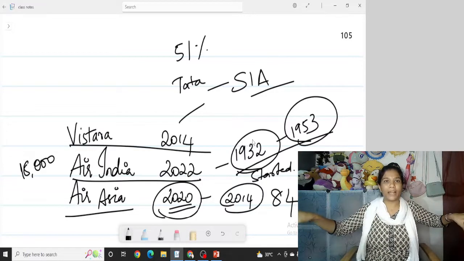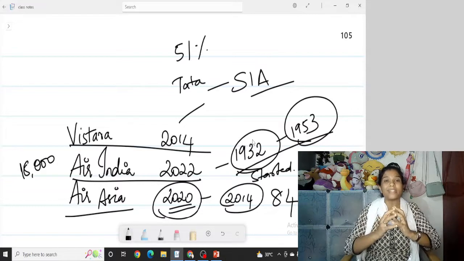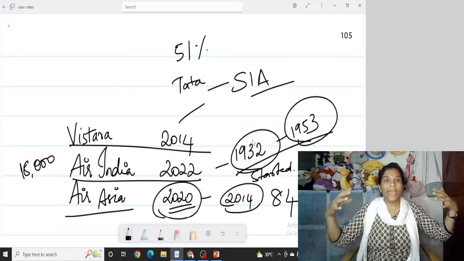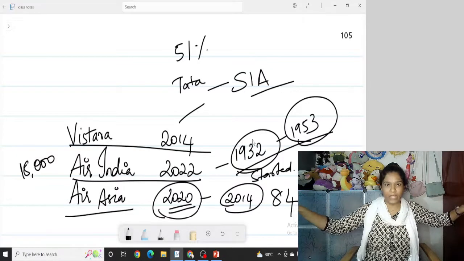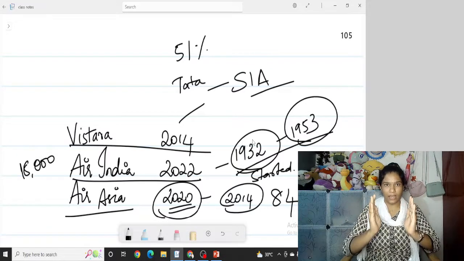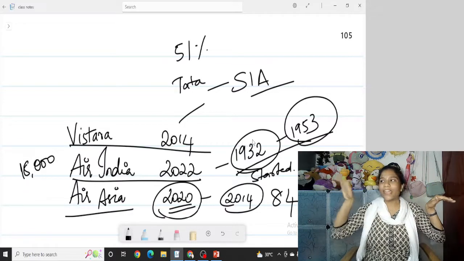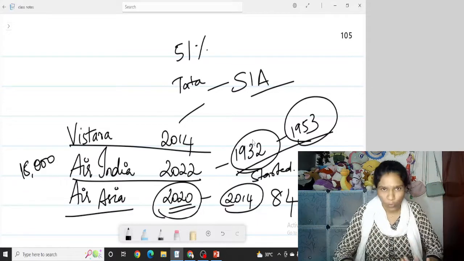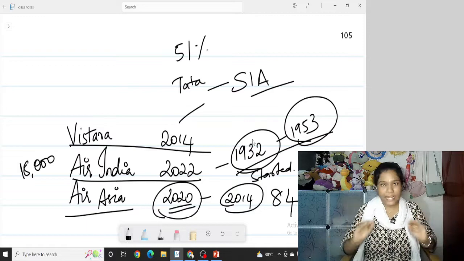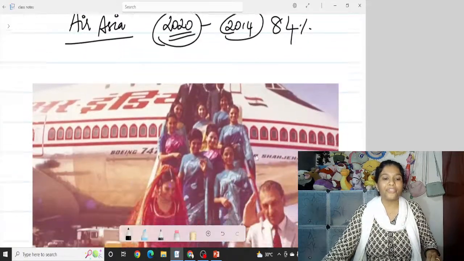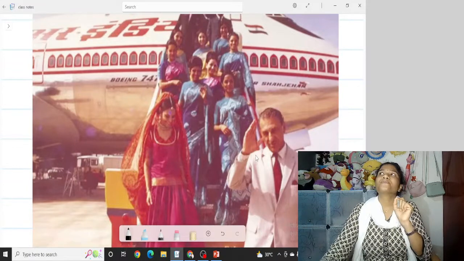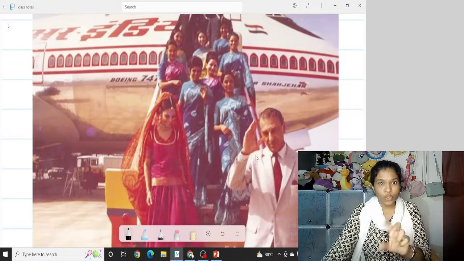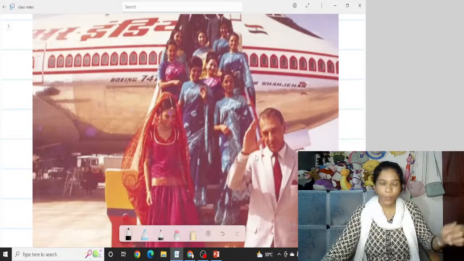But all these brands come under the same section called the aviation sector. The aviation sector is that horizontal bar. In that horizontal bar of aviation, you already have Vistara, and now you're adding Air India and Air Asia also. So this is the best example of horizontal integrated diversification through which your company wants to grow.